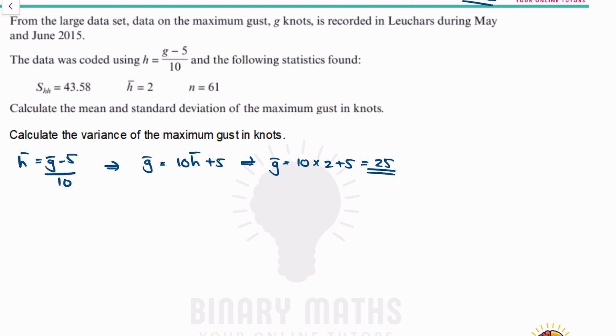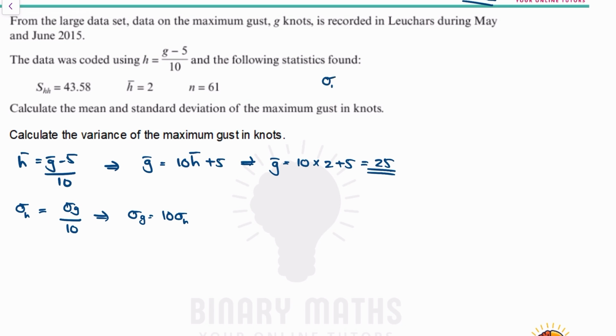The standard deviation is, so sigma of H, which is the coded data, is equal to sigma of G divided by 10, because the standard deviation is only affected by dividing, which implies sigma of G is equal to 10 times sigma of H, which is the coded data. So the first thing I need to do is work out sigma of H.